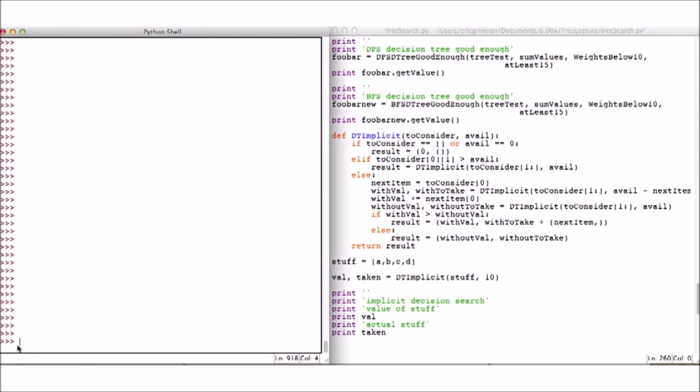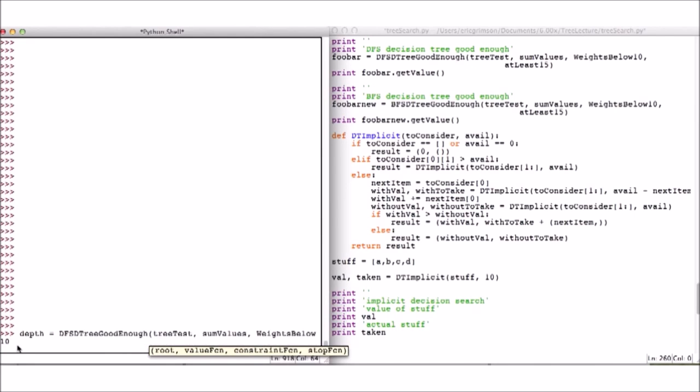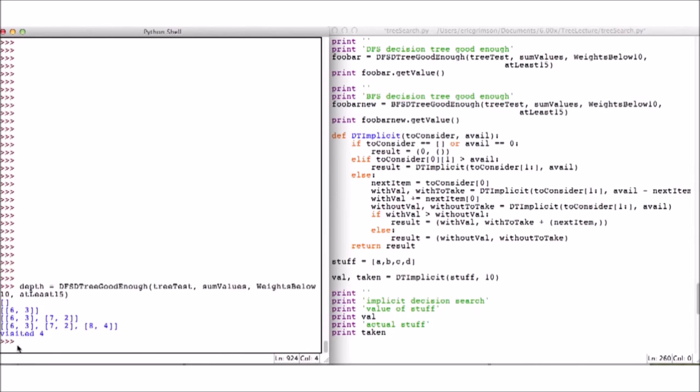I'm going to call depth what I get if I use depth first search on a decision tree, good enough. I'm going to use my tree that I built here, tree test. I'm summing up the values as before. I want all the weights below 10. And I'm going to stop if I get at least 15 out. And there you go. Notice, again, it's come up with a solution, and it's found it after visiting only 4 nodes, and there's the solution it's got.